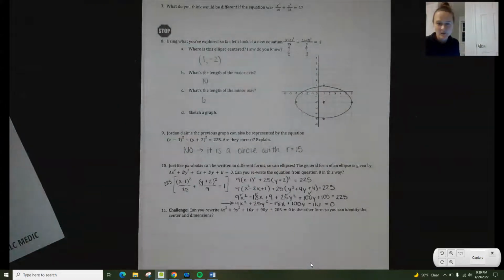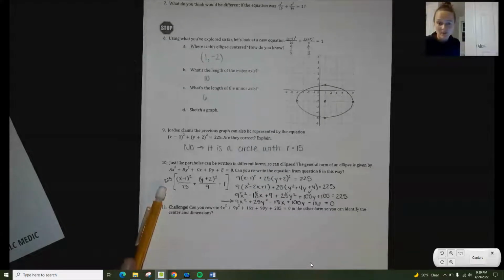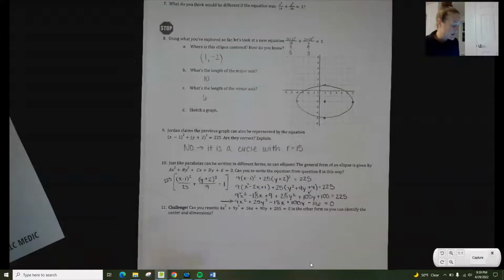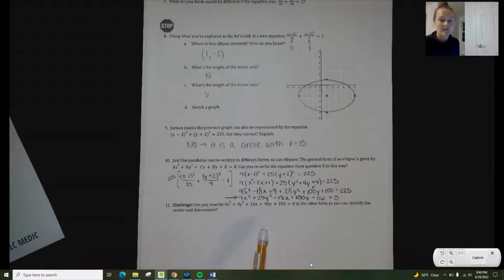All I did there was multiply it out. The only tricky part there is the fact that I had to multiply by that 225, which is the lowest common denominator between 25 and 9, which helps me get this out of fraction form. So it's nice to do this before we're about to do this. This is something that we're definitely going to have to practice.